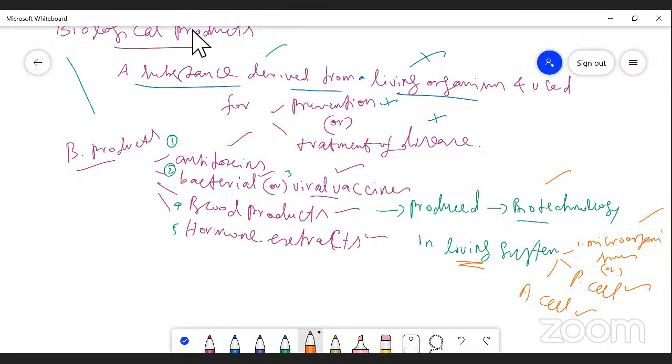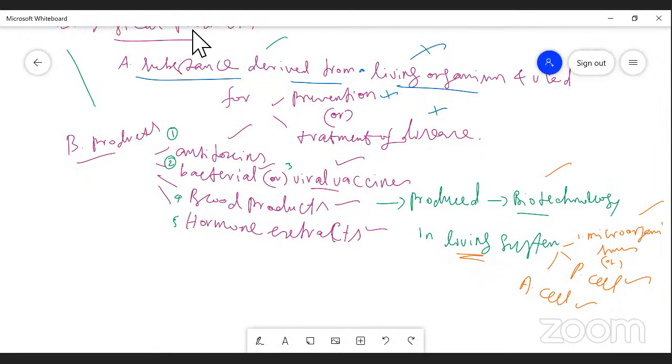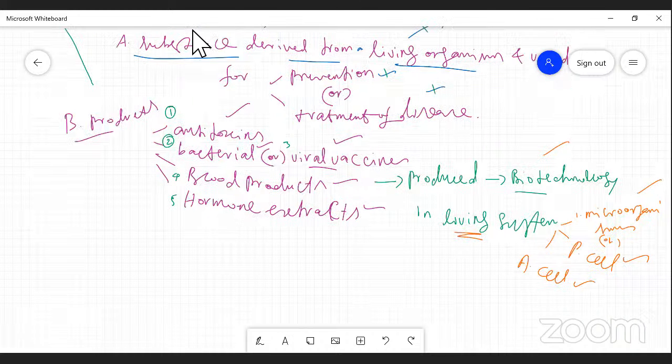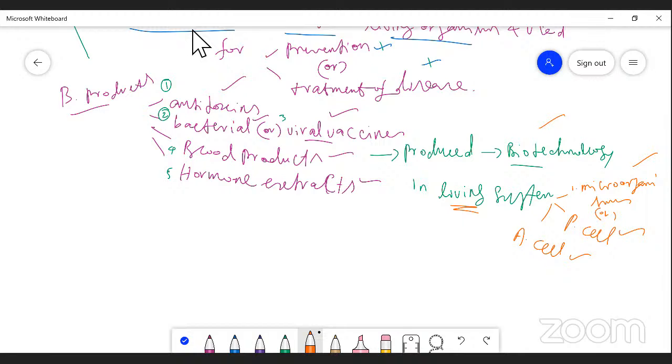At the same time, recombinant technology is also possible for producing bioproducts when the demand for bioproducts occurs. With the help of recombinant technology, production of various bioproducts is possible.